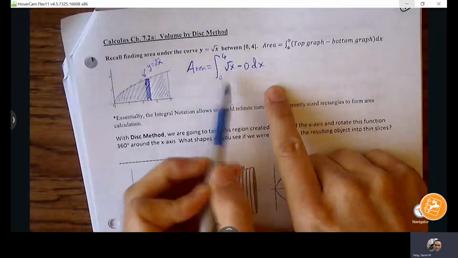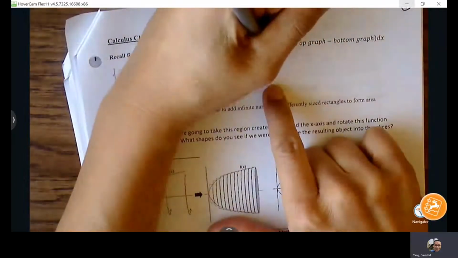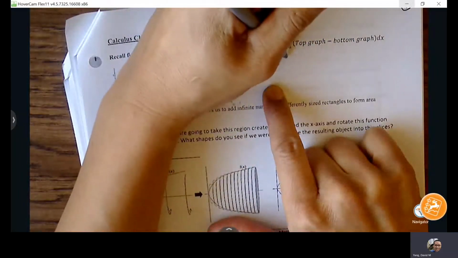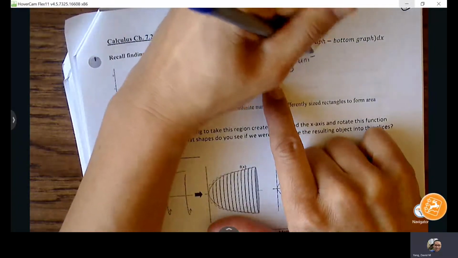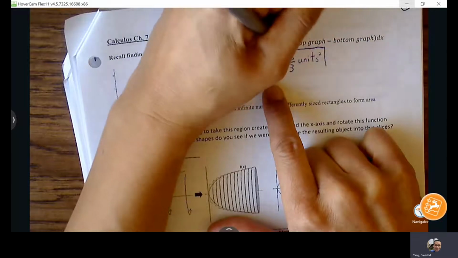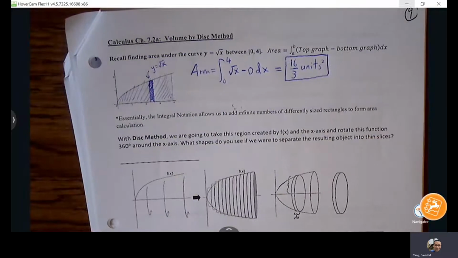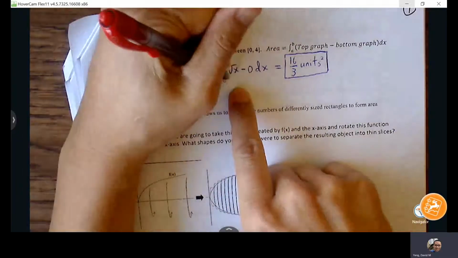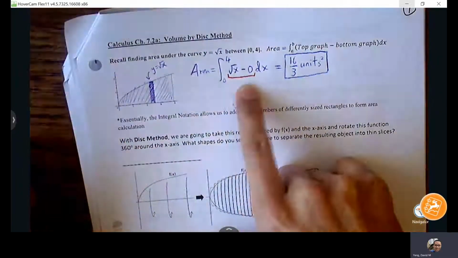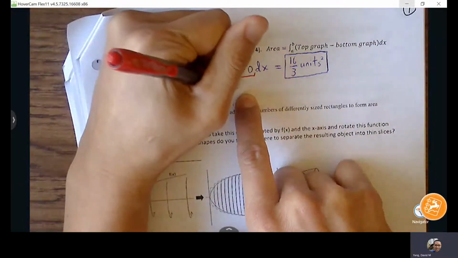Okay, if we want to work this out, we can go through power rule, plug in the upper and lower bound, or use our calculator. But either way, it's going to come out to be area being 16 over 3, and then units squared to indicate that this is a two-dimensional area calculation. Okay, now this is what I want to focus on. What we found is area related. Think of the root x minus 0 as a representative height of a rectangle.